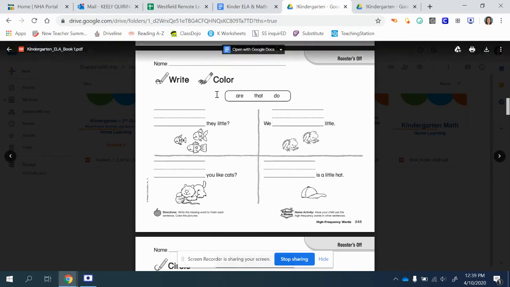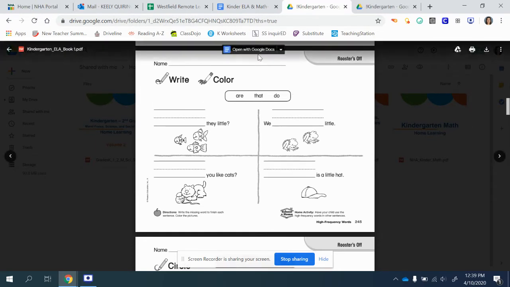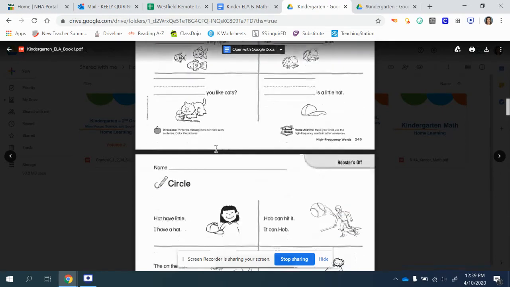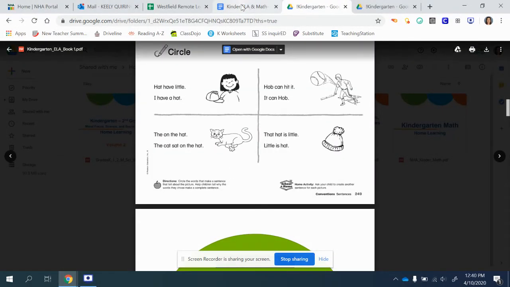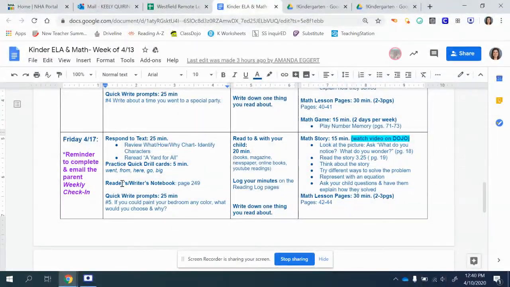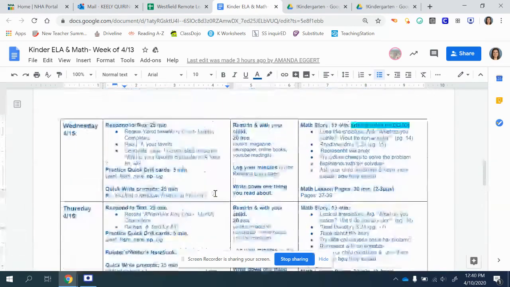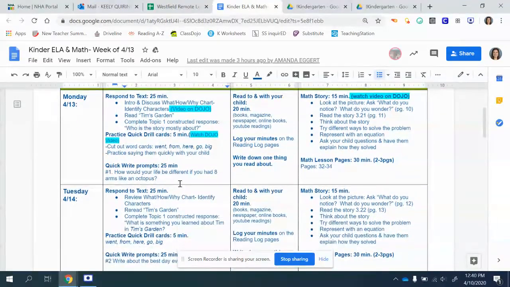Your child is going to fill in the missing word because they don't have a constructed response that day. This is what they're doing instead. Now we see there's another page down here, 249. If I go back to my guide, it tells me I'm only doing 245 on Thursday, but Friday has page 249 for me.